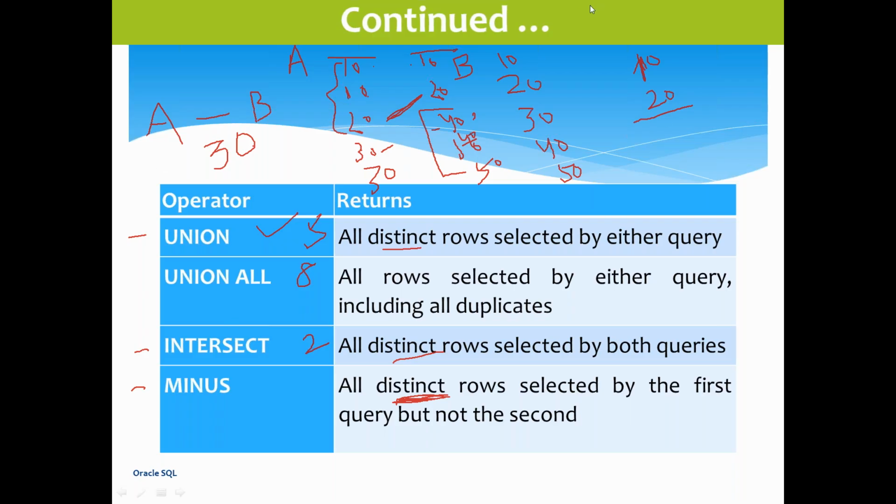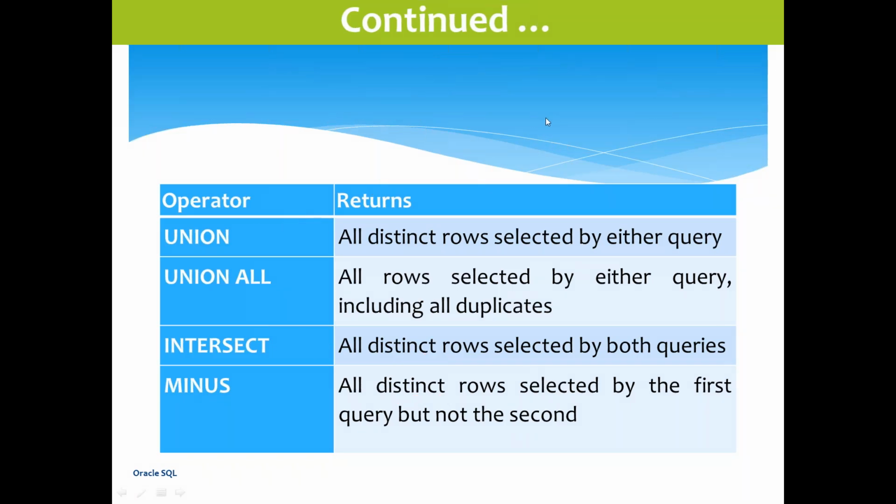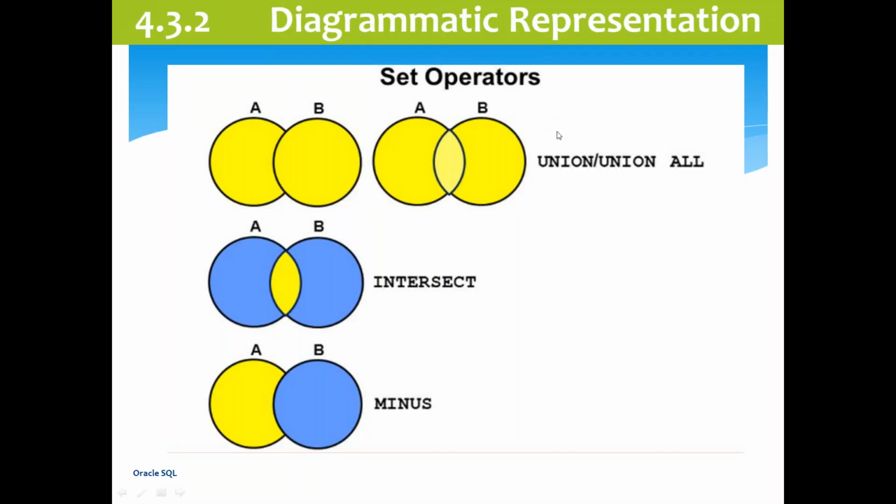Now we'll use this to understand with some diagrammatical representation, then we can take some sets of values, and then go for the table-related sets of values. Okay, this is how the set operators look as per the diagrammatical representation. First one is union and second one is union all.